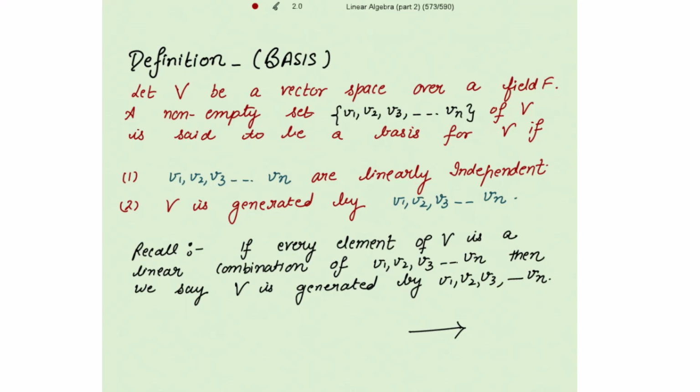And this set of these vectors is said to be the basis for V if these vectors are linearly independent and V is generated by these vectors, which means these vectors are the generators of vector space V, right? Recall that if every element of V is a linear combination of these vectors, then we say that V is generated by V1, V2, V3, Vn. Another definition for this generating set of V.